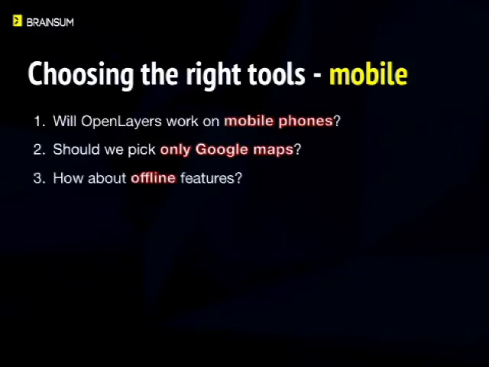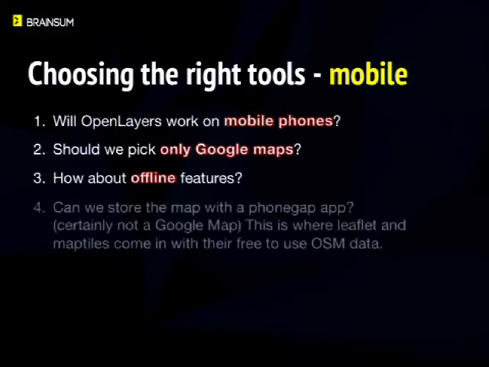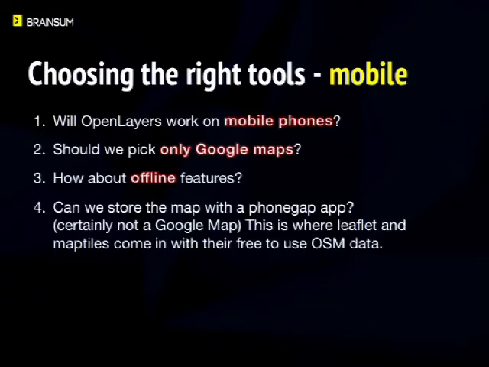And how about those scary offline features needed? Can we store maps with a Phonegap-based HTML5 application? Google's license condition doesn't allow this. You cannot save a Google map. So when it comes to offline mapping, the best choice is the free OpenStreetMap data, and the service is built on that. There is a great JavaScript library, Leaflet, and there are some service providers like Maptiler with working APIs to download the map data.